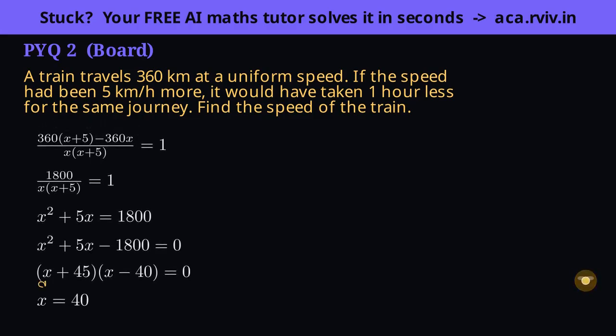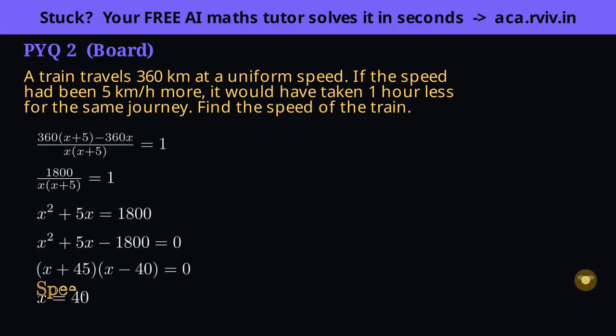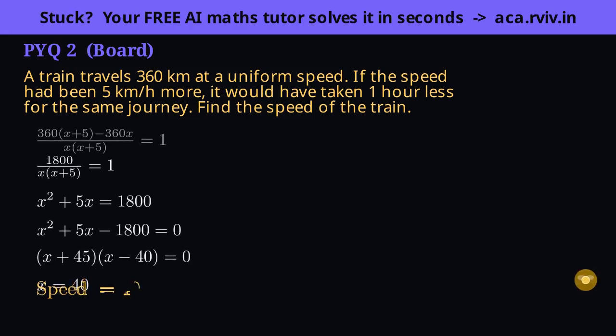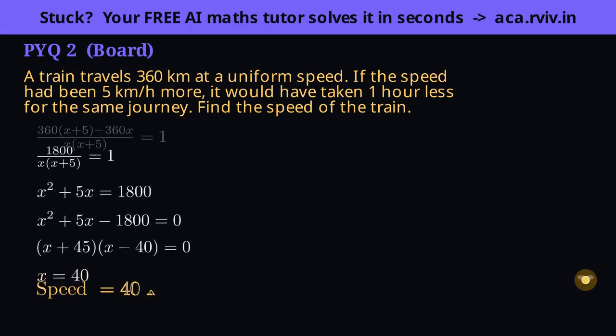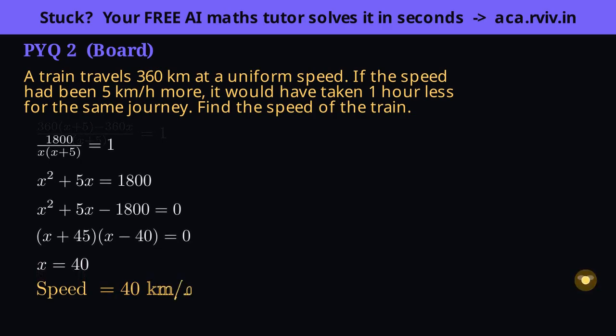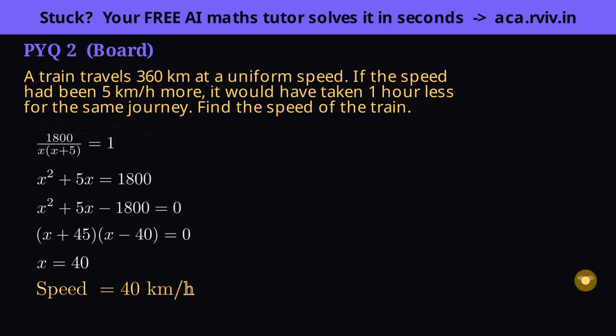The signature to recognize: a time difference clue with distance over speed always builds a quadratic once you clear the fractions. And as with every physical quantity, reject the negative root. A speed of minus 45 is meaningless, so 40 kilometers per hour is the answer.